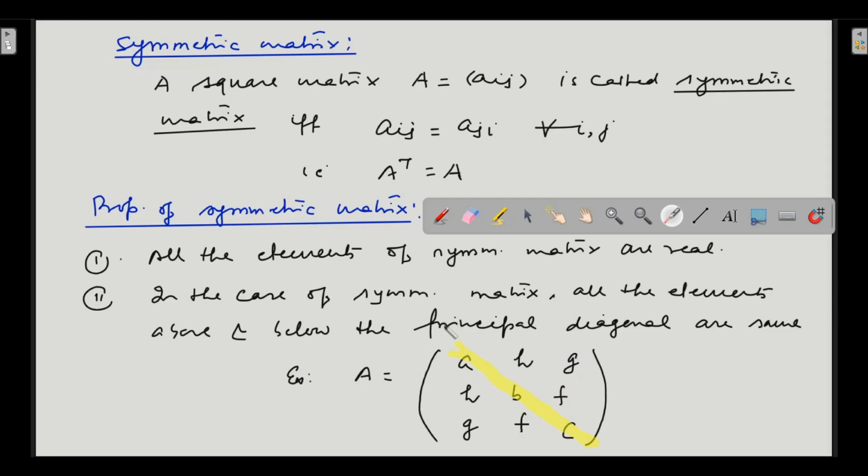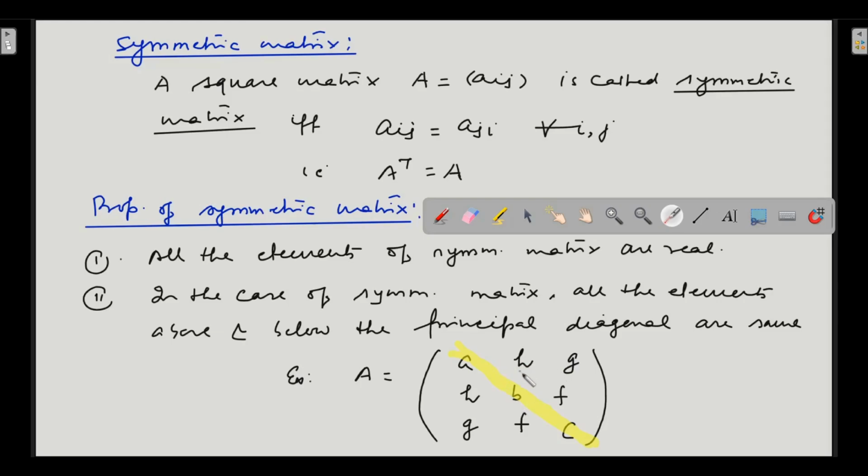So in case of a symmetric matrix, all the elements above and below the principal diagonal are same. The element above the principal diagonal and the element below the principal diagonal are the same.